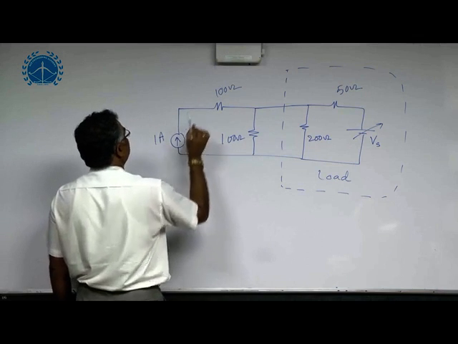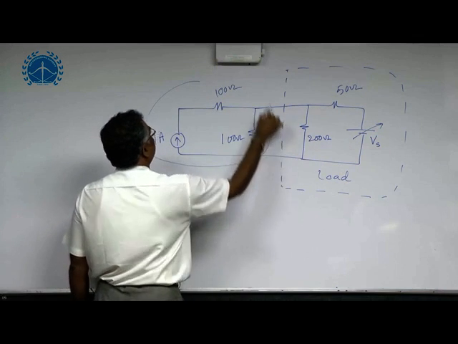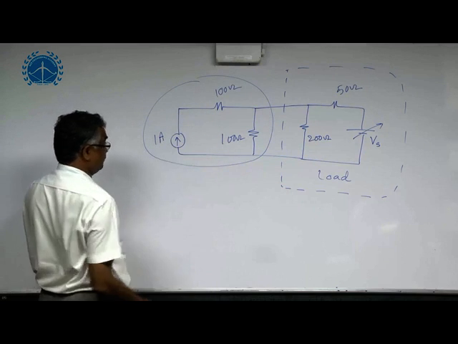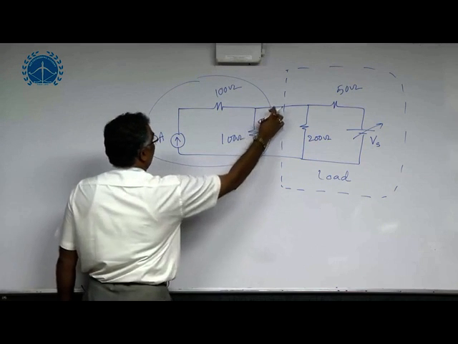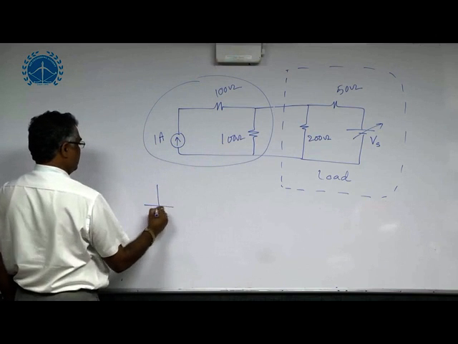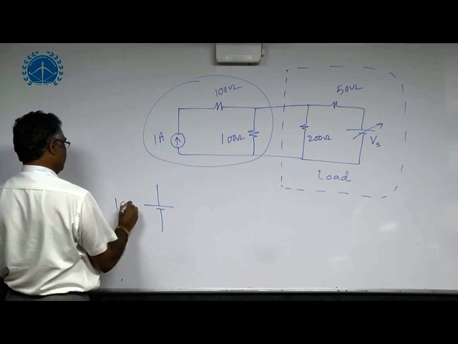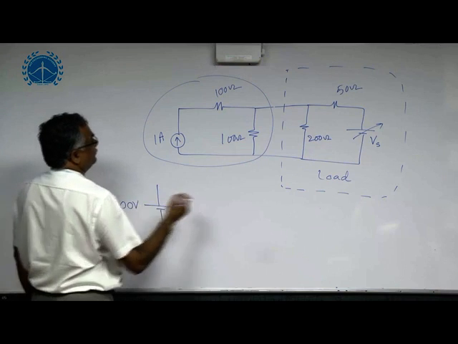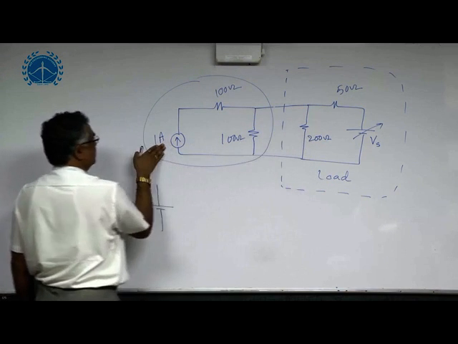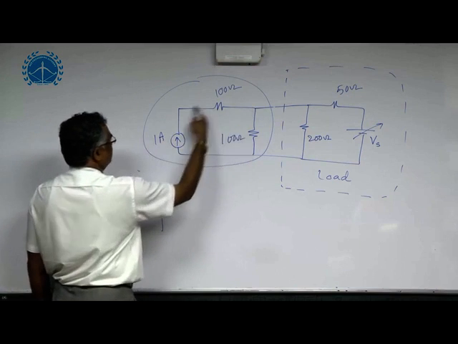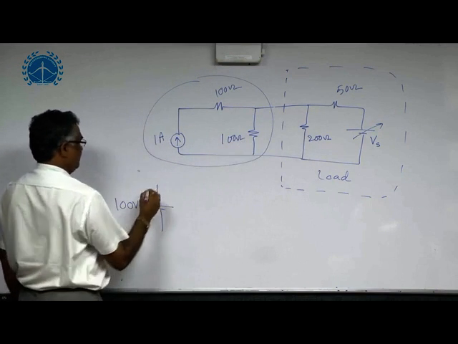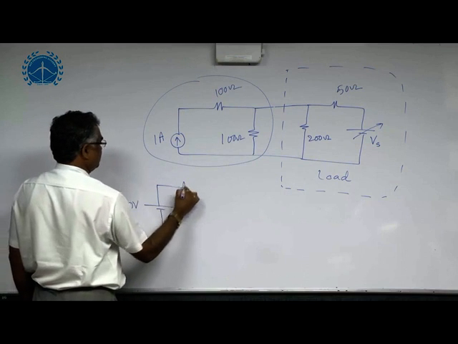But if you observe carefully, this source is not in Thevenin equivalent form. So first replace this with its Thevenin equivalent. Open circuit voltage is 1 ampere into 100, that is 100 volts. Then when finding R Thevenin looking from this side, the current source is open, this path is open, so R Thevenin is simply 100 ohm, in series with the voltage source.